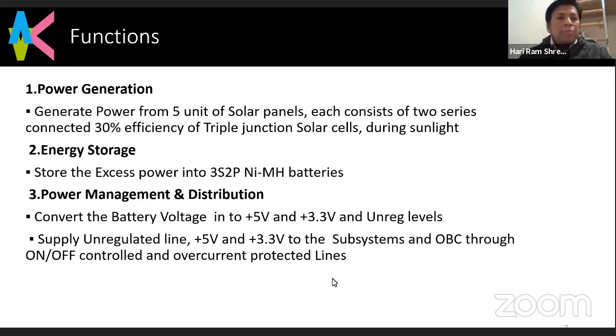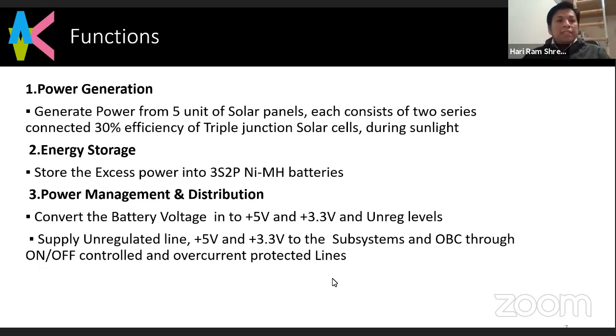We can summarize the functions of the EPS subsystem. Power generation: generating power from a 5-unit solar panel, each connected in series, using 30% efficiency triple junction solar cells. Currently in BIRDS-3 and BIRDS-4, we use Azur Space Company solar cells. This one is very good. We also analyze the characterization of the solar cell, which I will explain later in the test side.